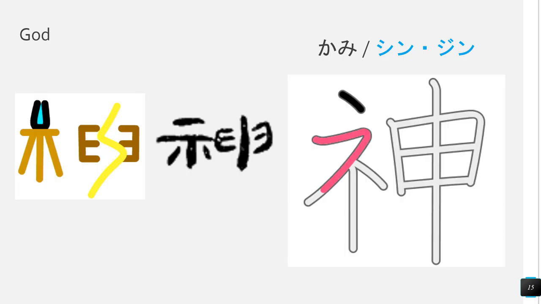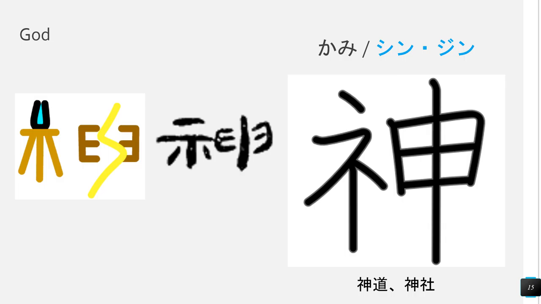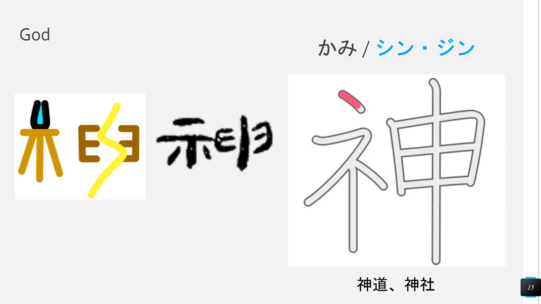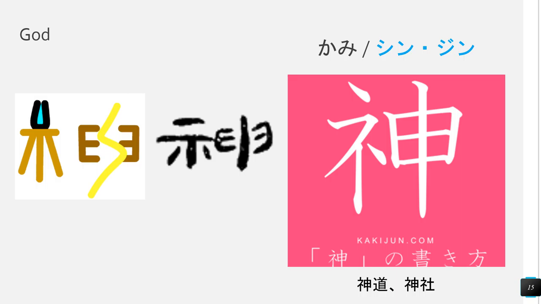Now, pronunciation wise, you need to know that this kanji on its own is kami, but when you combine it with other kanji like in Shinto and jinja, the pronunciation changes. Shinto and jinja.